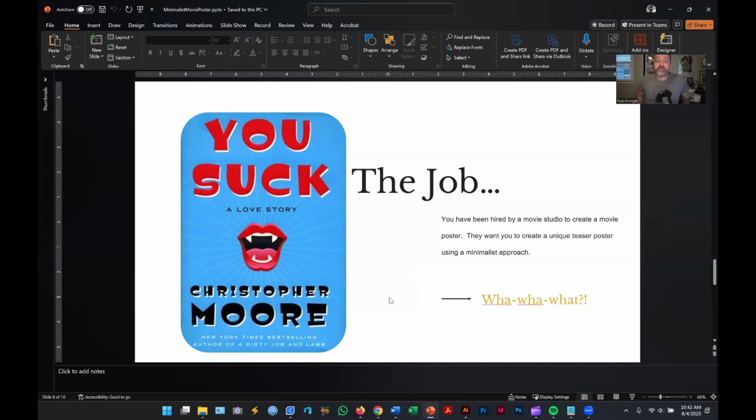Okay. So this is what your job is. You've been hired by a movie studio to create a movie poster. They want to create a unique teaser. So this is not where you're going to give everything away. This is just to introduce something about the movie. And they want you to use a minimalist approach. Okay.